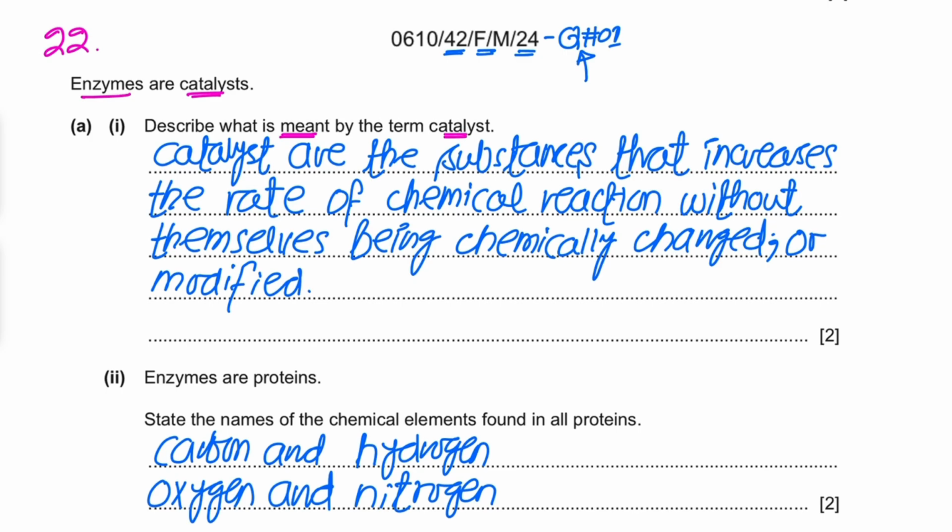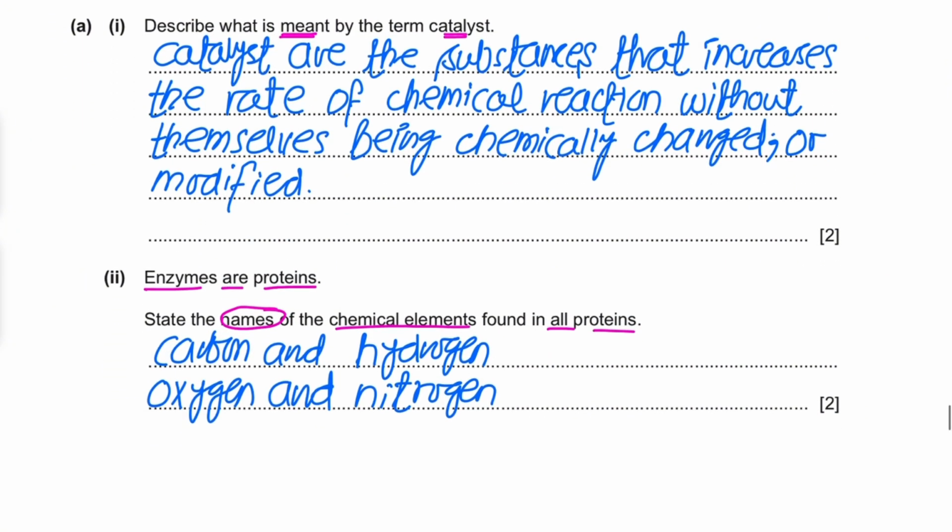Now, moving onward, they tell us that enzymes are proteins, and we are required to name all of the chemical elements that are available within proteins. We know proteins are one of the major fundamental biological molecules, and as far as the elements are concerned, it has carbon, hydrogen, oxygen and nitrogen. So by this you will score 2 marks. Here you have to be vigilant. They are asking for the names, so you are required to write up the names, not their formulas.